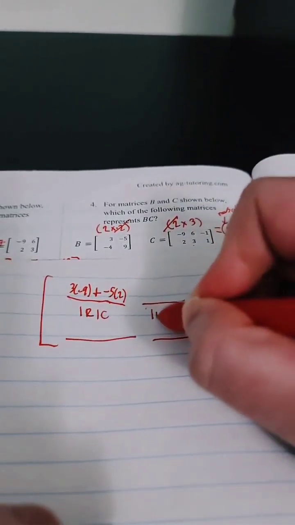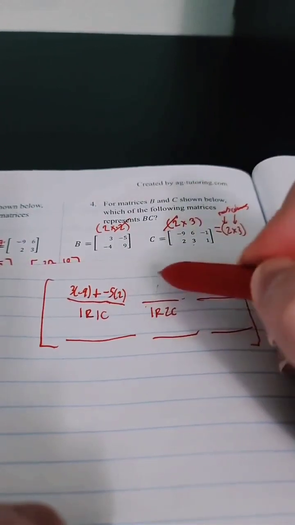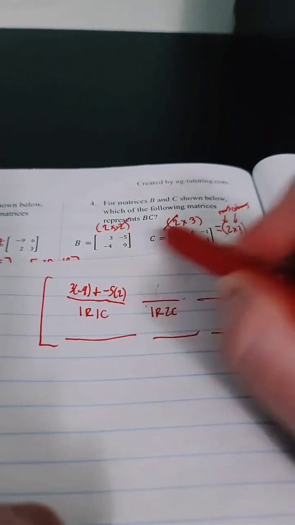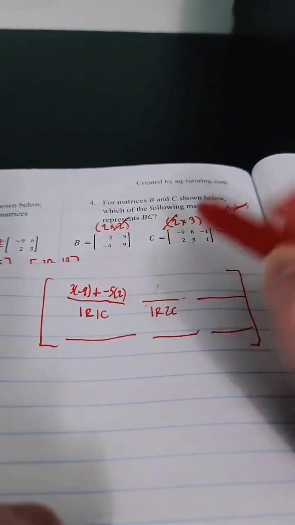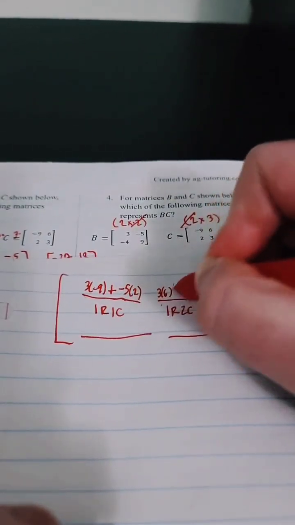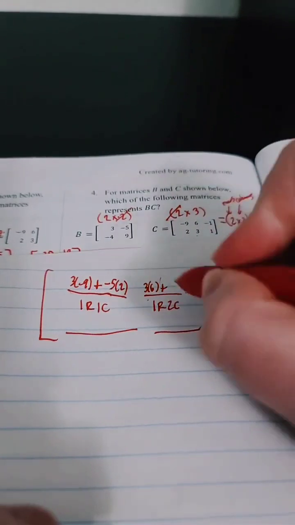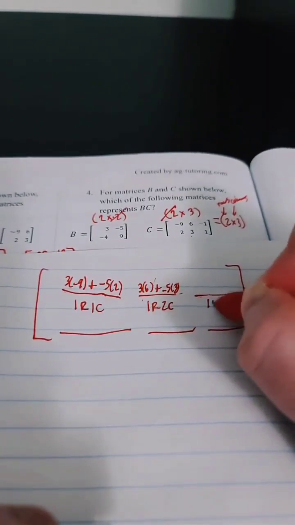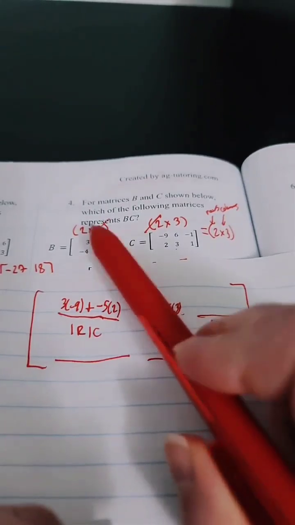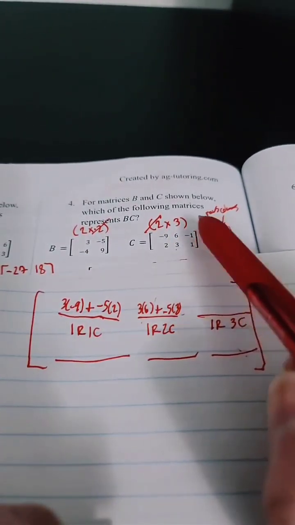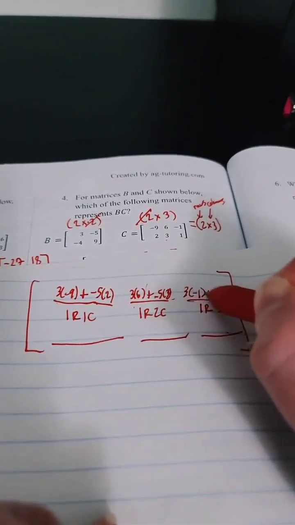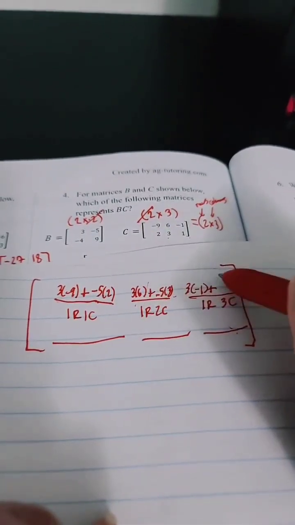And then this one is in the first row but second column. So that's what you're going to be multiplying and adding together. So it's going to be the first row, the 3 and the negative 5, times the second column, the 6 and 3. So it's going to be 3 times 6 plus negative 5 times 3. And then this one's going to be first row, third column. So you're going to do the first row, 3 and negative 5, times the third column. So it's going to be 3 times negative 1 plus negative 5 times 1.